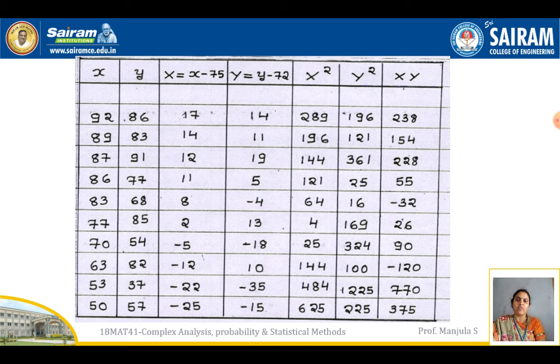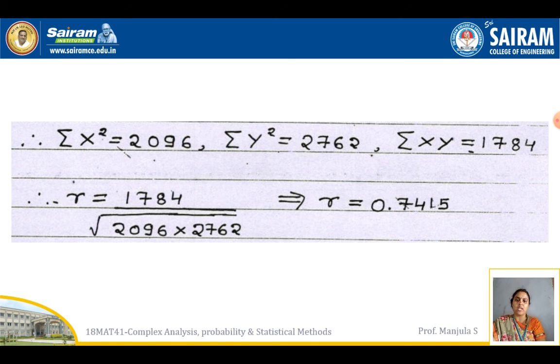Next you go for finding capital X and capital Y, that is capital X is x minus 75 and capital Y is y minus 72. X square, Y square, XY, those values also we have to find out. After getting all these values, we find the summations, that is summation of X square, summation of Y square, summation of XY. Then you just substitute in the formula of the correlation coefficient.